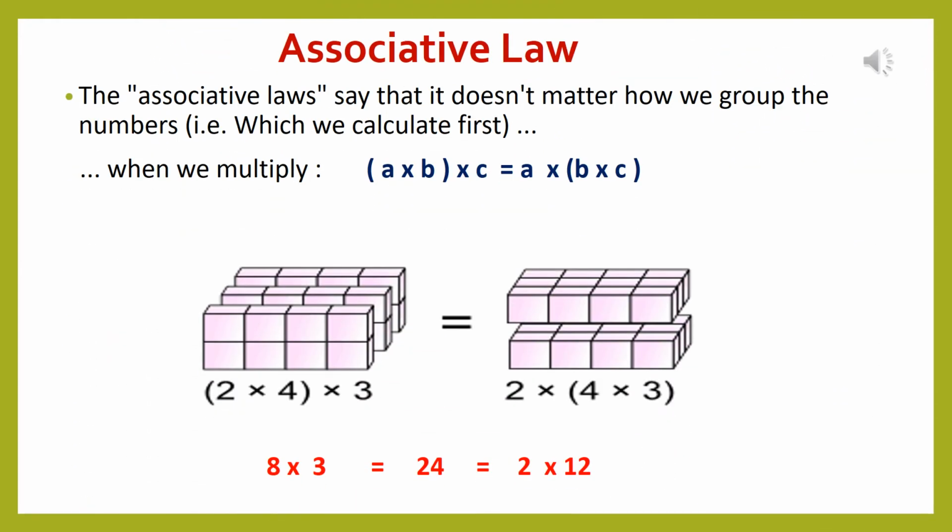In the associative law of multiplication, the multiplication of 3 whole numbers remains the same, even if the grouping is changed. Let A, B, and C be 3 whole numbers. Then (A times B) times C is equal to A times (B times C). For example, when we multiply 3 with the product of 2 and 4, or we multiply 2 with the product of 4 and 3, the final answer will be the same, which is equal to 24.